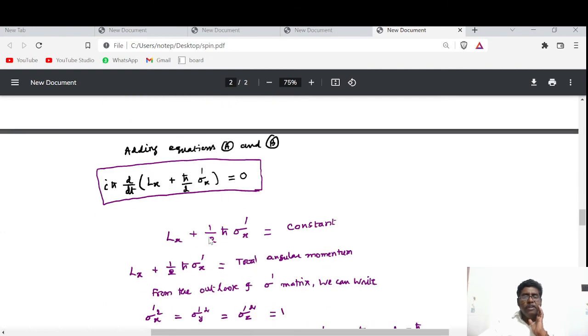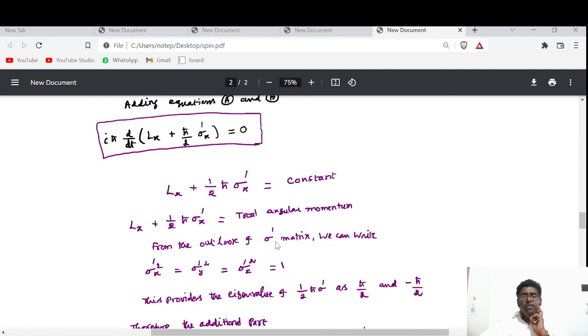Now Lx plus half h cross sigma x dash is a constant, because the differentiation of a constant is equal to 0. If Lx plus half h cross sigma x dash is equal to a constant, we know that Lx is the x component of orbital angular momentum, so we can call the total term the total angular momentum. Lx plus half h cross sigma x dash is called the total angular momentum. Then automatically we can point out that the quantity half h cross sigma x dash is our x component of spin.